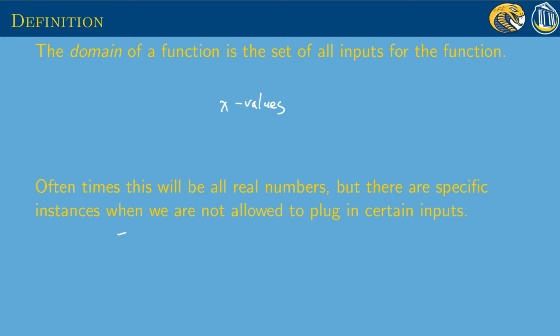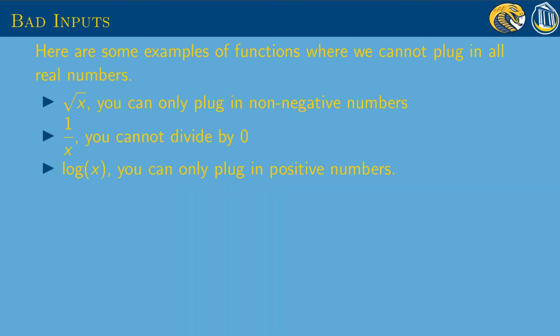For example, in the case of polynomials, exponential functions, and certain trig functions like sine and cosine, we can plug in any number we want and get an output. But there are some specific instances where we can't plug in certain numbers.